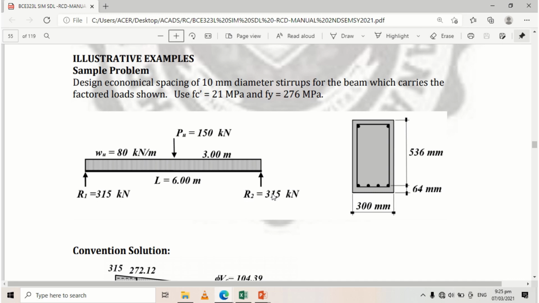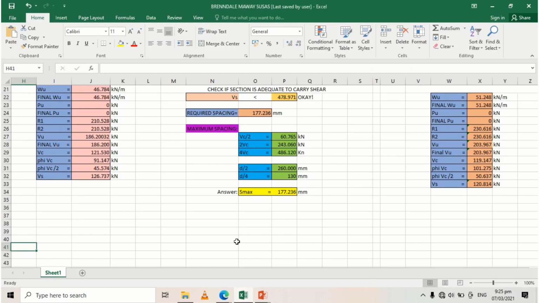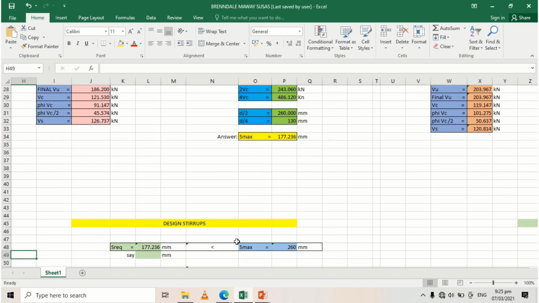So still, kailangan pa rin natin makuha yung required spacing at the maximum spacing. By the way, in designing stirrup, hindi na pagkuha ng maximum spacing, hindi nakasali yung S required, kasi doon na tayo nagko-compare.